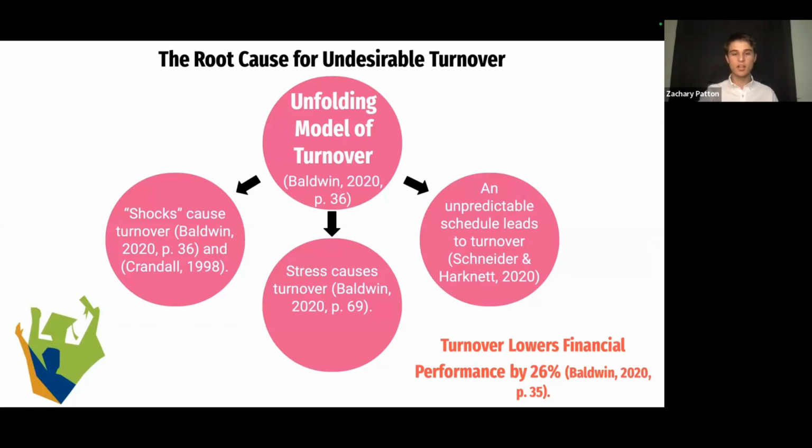To begin, let's take a look at the unfolding model of turnover as illuminated in the textbook. This model suggests that turnover is not caused by one event, but by a plethora of events that happen over time. One significant factor researchers found was referred to as shocks, and shocks are unexpected events that cause employee dissatisfaction and subsequently turnover. Secondly, stress causes turnover. And lastly, the most important aspect of CTFF that's causing turnover is unpredictable student class schedules.